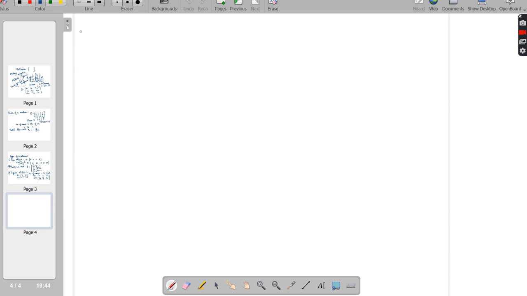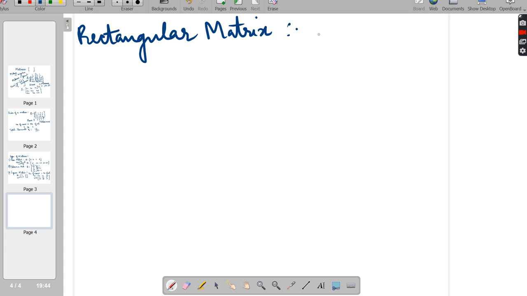Next is the rectangular matrix. Now in rectangular matrix, what the condition is, first condition is the number of rows is not equal to number of columns. Very first thing. And second condition will be that the number of rows will always be lesser than the number of columns. Then only any matrix will be called a rectangular matrix.